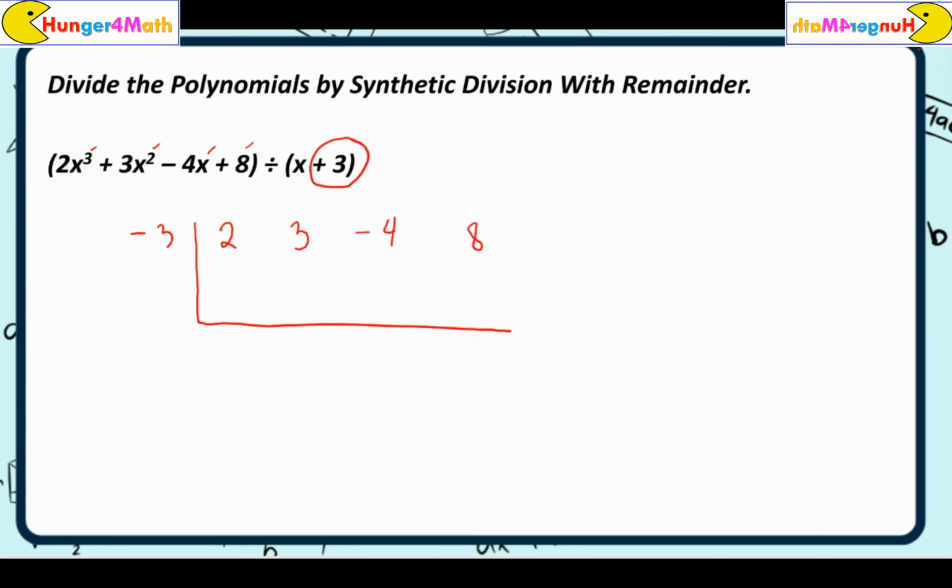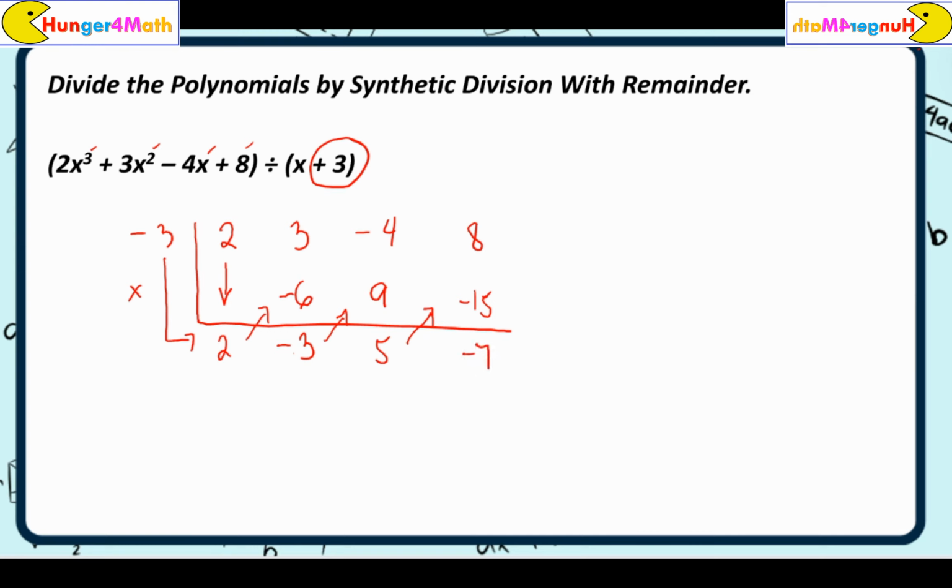Now let's solve. Bring down the first number, 2. Then multiply. Negative 3 times 2 is negative 6. Then add 3 plus negative 6 is negative 3. Multiply negative 3 times negative 3 is positive 9. Then add negative 4 plus 9 is positive 5. Multiply negative 3 and 5, that is negative 15. Then add 8 plus negative 15 is negative 7.